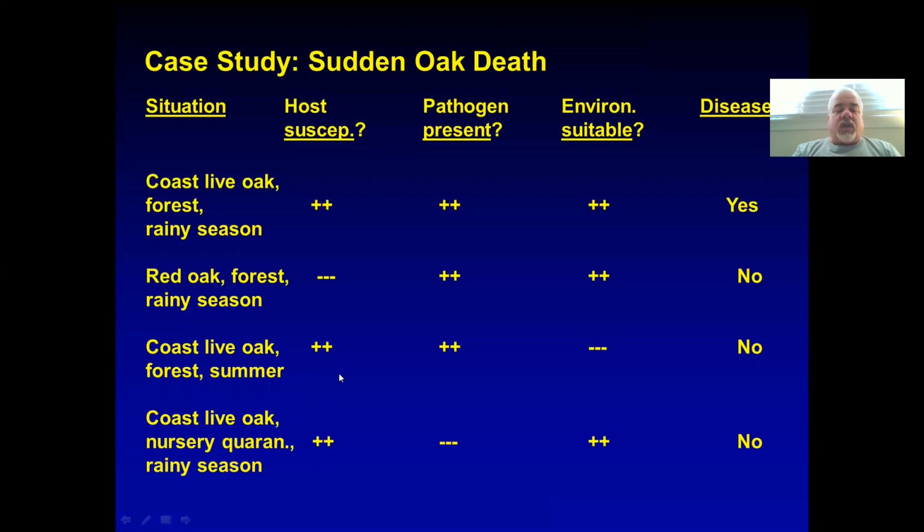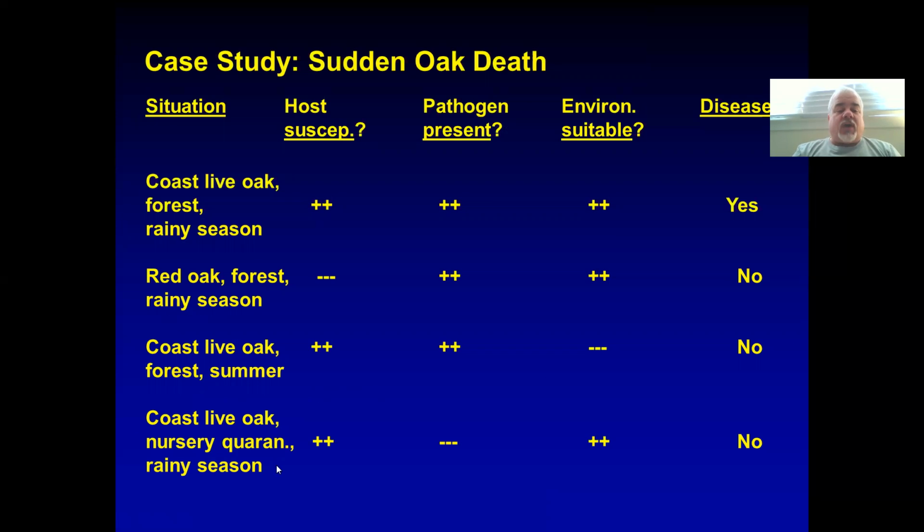Coast live oak in the forest in the summer. Well, in the summer, you don't have a suitable environment. So you don't get disease during the summer. Now, the problem there is oaks live for many, many years, decades, or centuries. So the fact that it didn't get it during the summer, it's got to live through all the winters too. So you don't get disease during that summer period, but you can get it in subsequent winters.